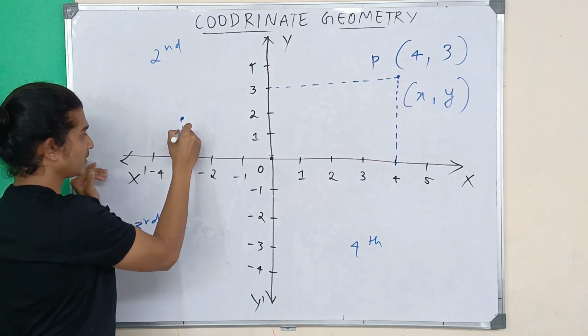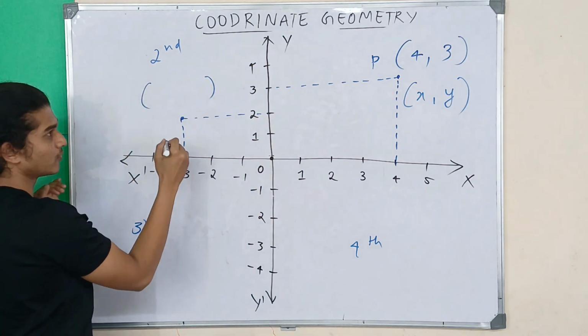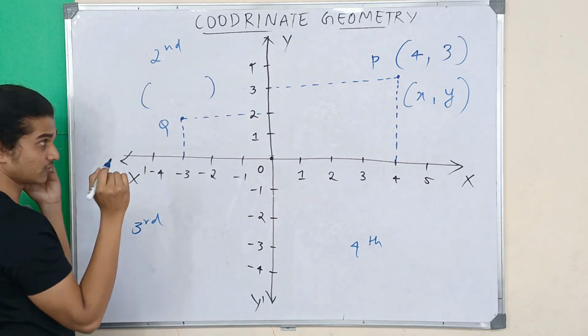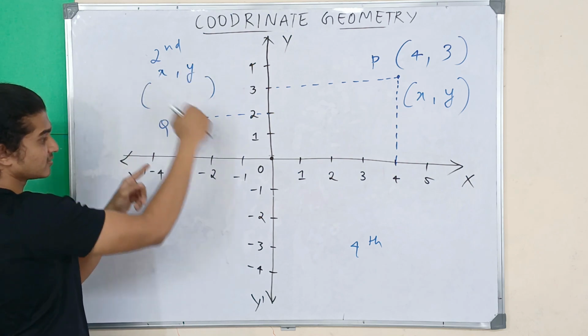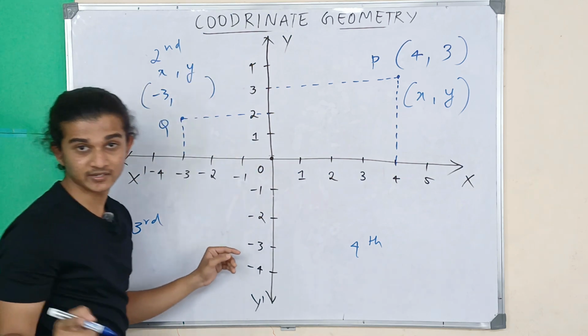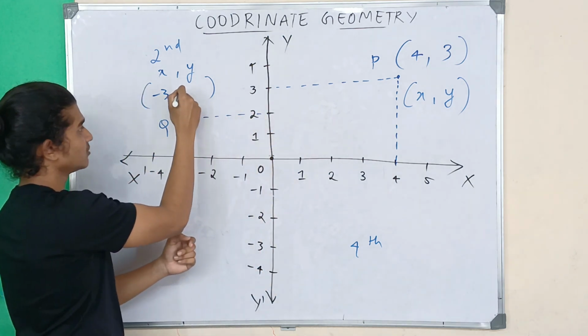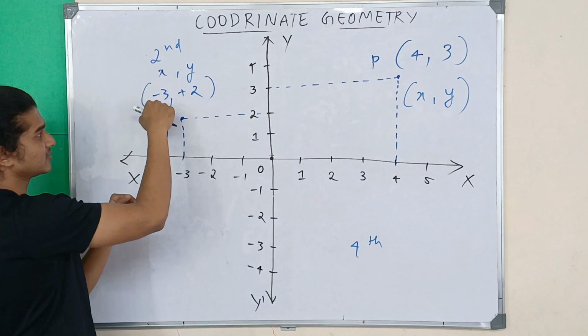So if I drop the perpendicular towards the x and y axis and try to find the coordinate, let me take this point as Q. So the coordinates of Q is going to be, so x and y coordinates. So x is nothing but the x distance, which is -3, whereas the y is nothing but the y distance, which is +2. So the y distance is +2, whereas the x distance is -3.